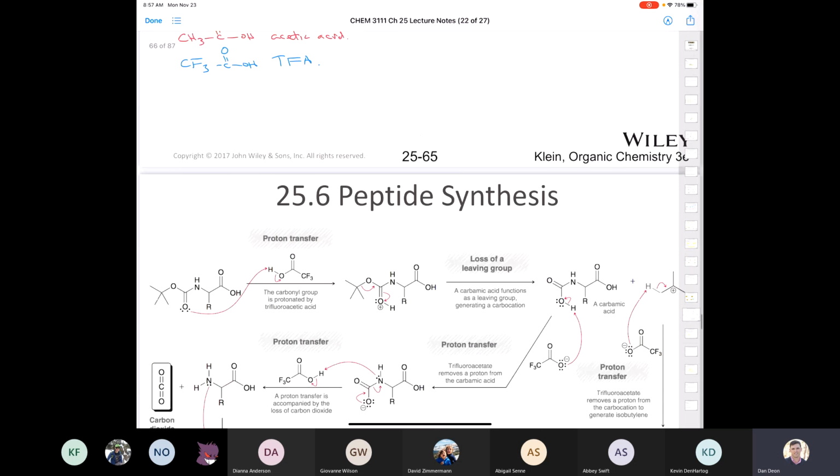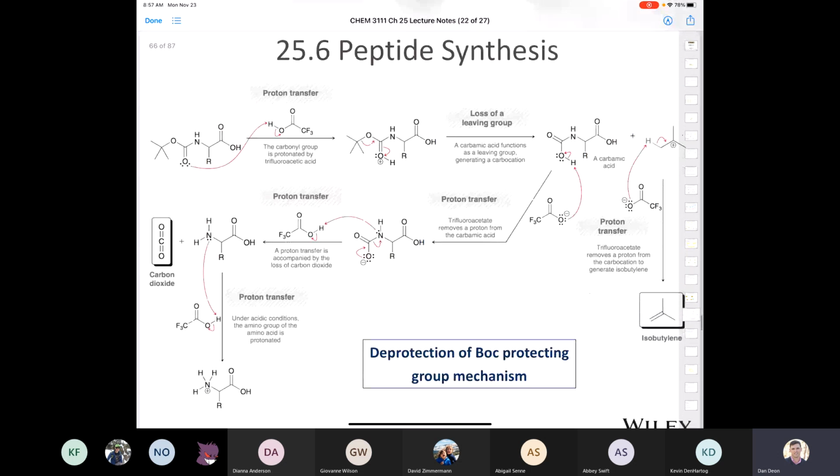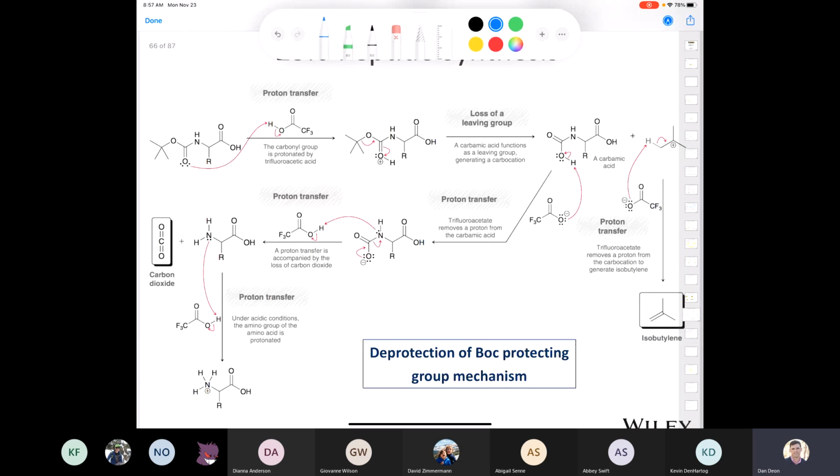The mechanism is shown here. And the driving force of this mechanism, which again I won't ask you, is that you actually form two gases in the process. You form isobutylene, which is a gas, and you also drive off carbon dioxide.